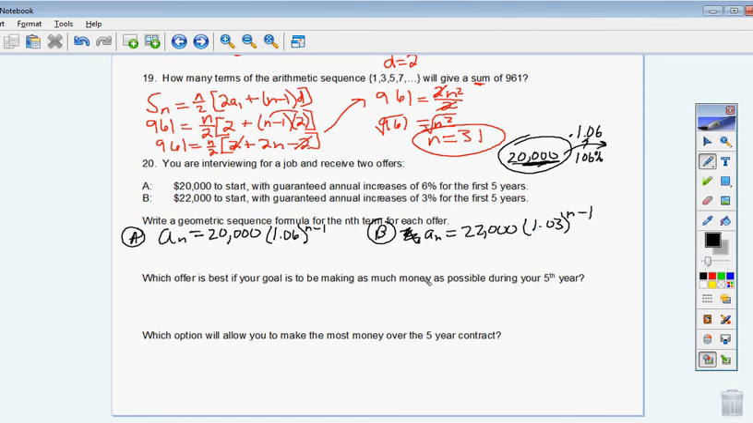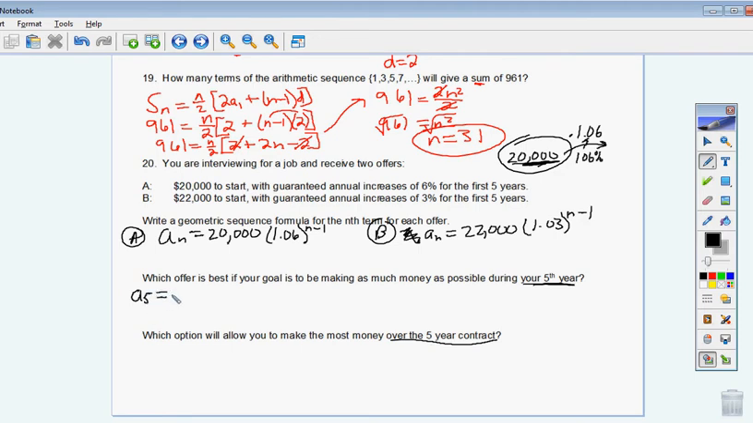Which offer is best if your goal is to be making as much as possible during your 5th year? That's a different question than the next question: which option will allow you to make the most money over the 5-year contract? So obviously there's a certain amount of money you could make in 1 year. That's what this one is saying, just in the 5th year, and then over the life of the contract, how much you made. Well, this first question is literally just finding the 5th term of the sequence.